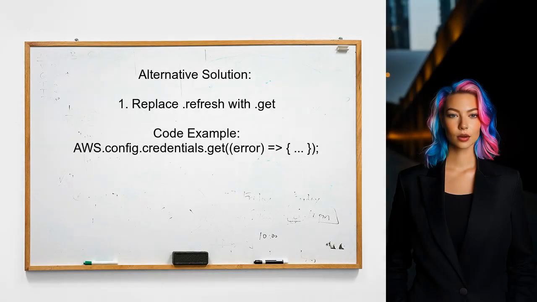An alternative approach suggested by another user is to replace the refresh method with the get method. This means instead of calling aws.config.credentials.refresh, you would call aws.config.credentials.get to retrieve the credentials.